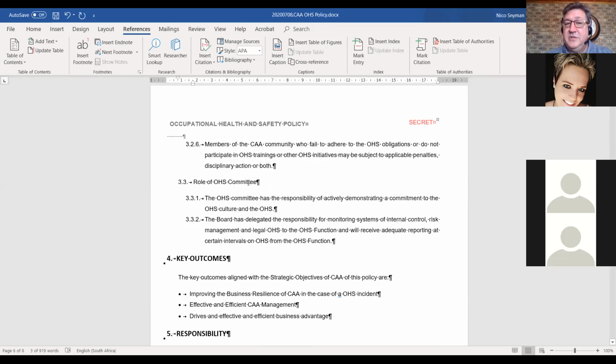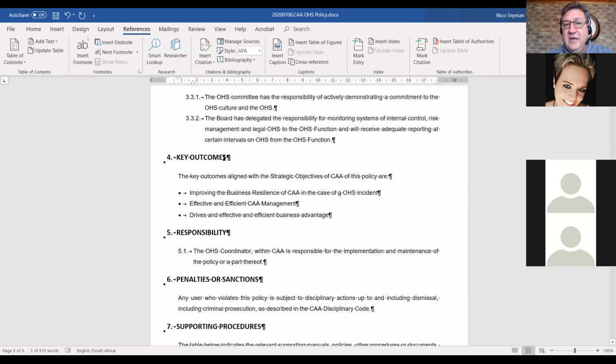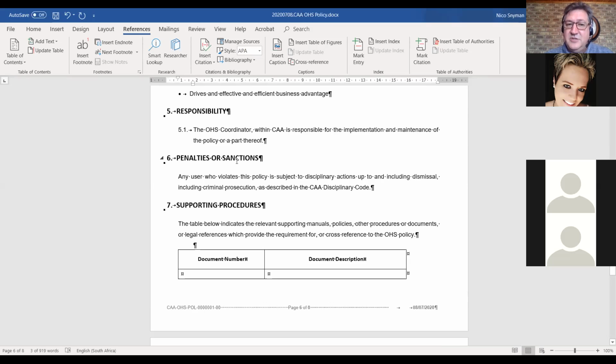And then the role of the OHS committee, what do you put down there? What are your key outcomes that you want to achieve out of this? Who is now responsible for that? The penalties and sanctions. I just want to stop there. Any user who violates this policy is subject to disciplinary action up to and including dismissal, including criminal prosecution as described by the CAA Discipline Code. Very important, because this sets the tone already. If you break this, you pay for it.